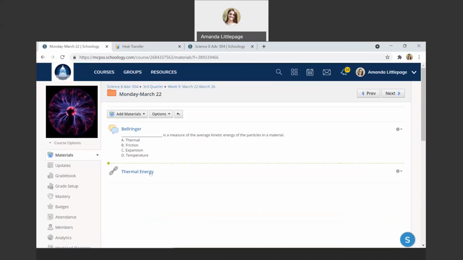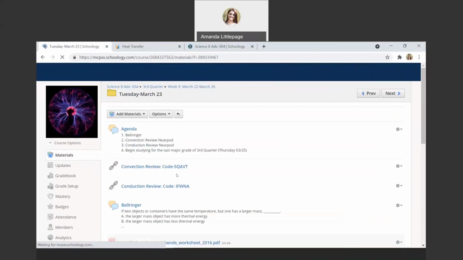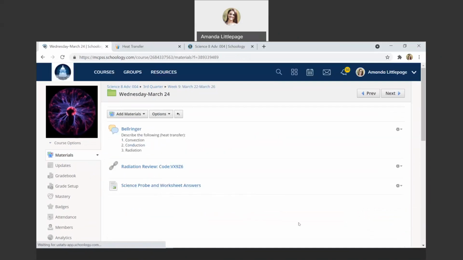If you had issues with the thermal energy Nearpod not working, that's not a big deal. That was just kind of a practice and review. However, you should have been able to get the Nearpods from yesterday, convection and conduction, and the Nearpod that was assigned for Wednesday, March 24th, radiation. These were all three very good reviews of those three topics, which will be on your test tomorrow.